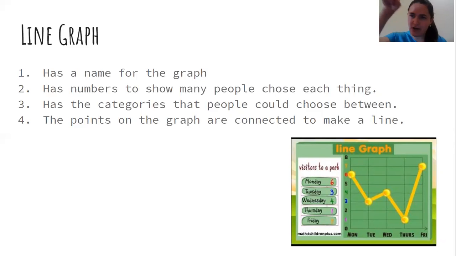So I just put a little dot at the number 6 for Monday. And then Tuesday, 3 people visited. So next to Tuesday, they had 3. Then they did the same thing for each of the days of the week, Wednesday, Thursday, Friday. What makes a line graph special is that you take a pencil, or if you're doing it on the computer, you just connect the dots. So then you can look and see which days had a lot more people at the park, which days had a lot less people at the park.